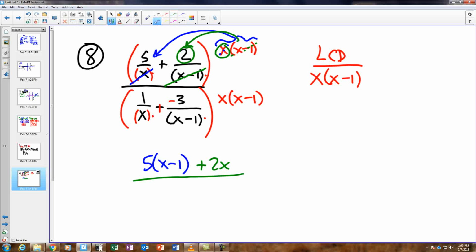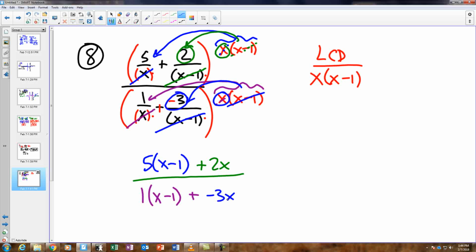Now I'm going to come down here and I'm going to take the same LCD and I'm going to distribute it here. This time the x cancels again. So ignore that x for a minute. I have 1 times x minus 1 plus, okay, this time as I distribute again into here, the x minus 1 will cancel, but this x and the negative 3 are still there, so it's a negative 3x.